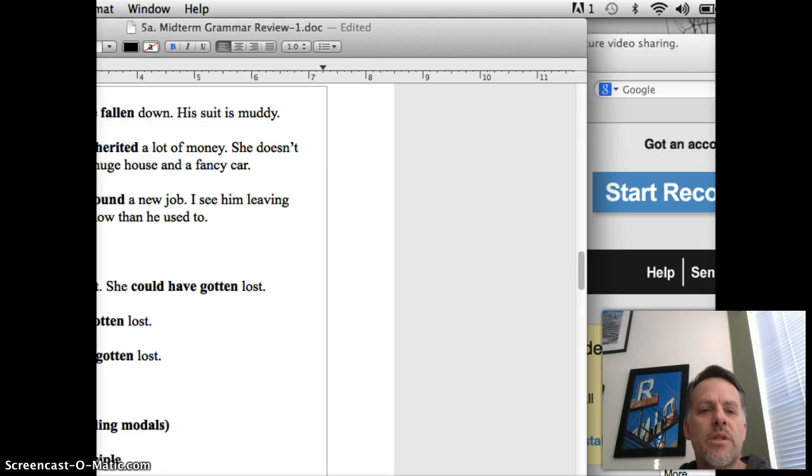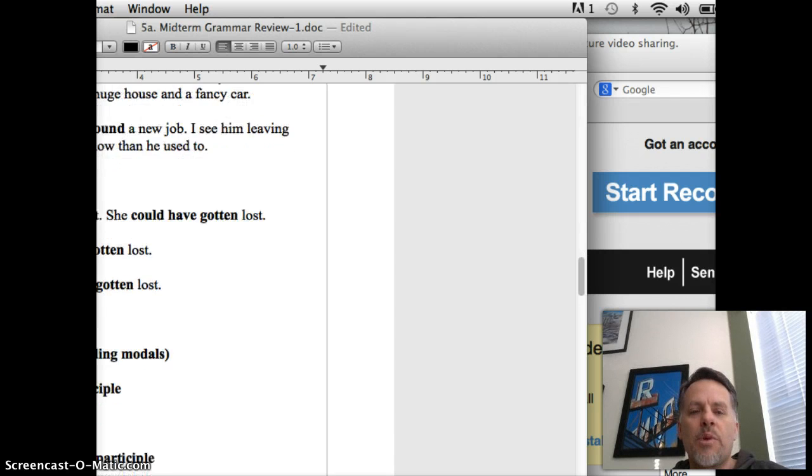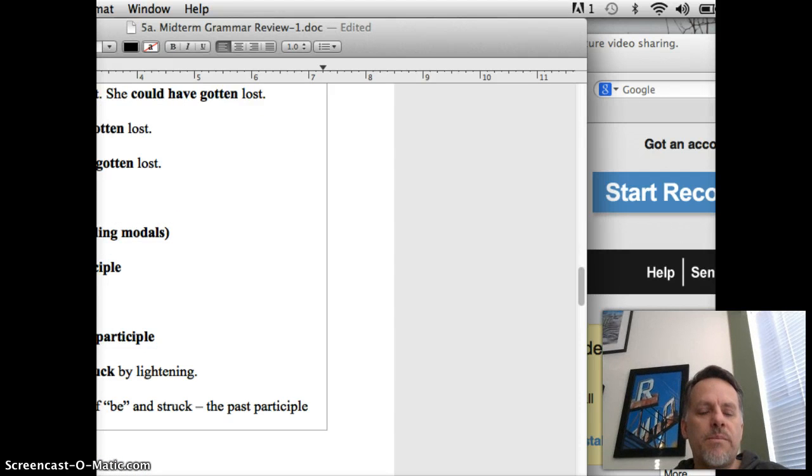Then the weaker conclusions, I have a couple of examples here. Debbie isn't here yet. She could have gotten lost. We really don't know. We don't have as much information about that situation as the previous situations. We could also say Debbie may have gotten lost, or Debbie might have gotten lost. If we have more information, we might come to a stronger conclusion about Debbie's situation, but we're operating on limited information.